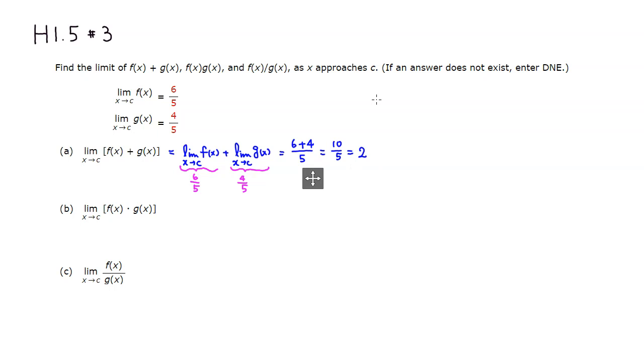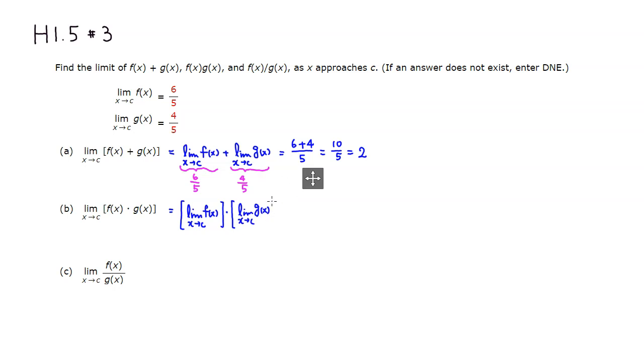How about the next one? Multiplication is the same way. We do the limits first, separately. So we're going to take the limit of f of x as x approaches c, and we carry this out first. Then we're going to do the limit of g of x as x approaches c.